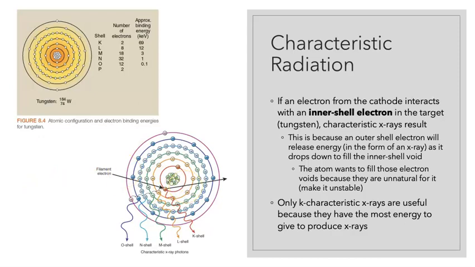Now, only K characteristic X-rays are useful because they have the most energy to give to produce X-rays. So the farther out we get, the less useful those X-rays are because they're so weak, they're likely to just get stopped by filtration in the tube, or if they do get through, they're just going to stop in the body, most likely, if they even make it to the body.